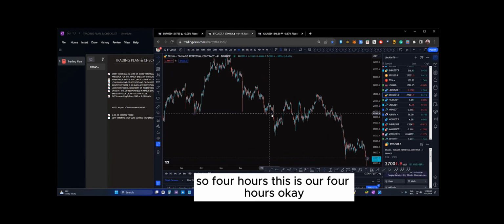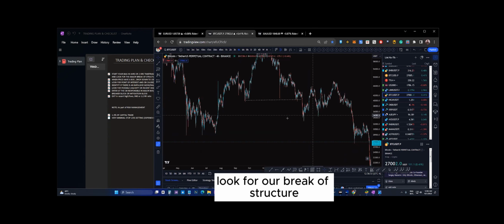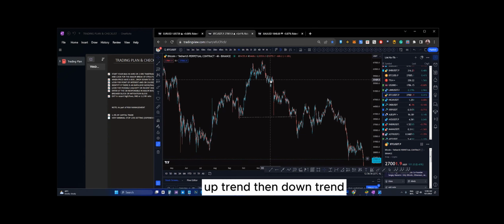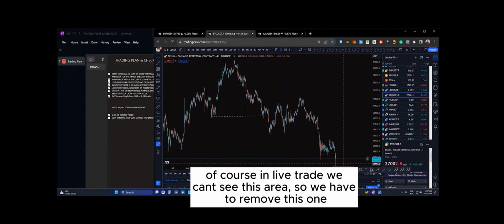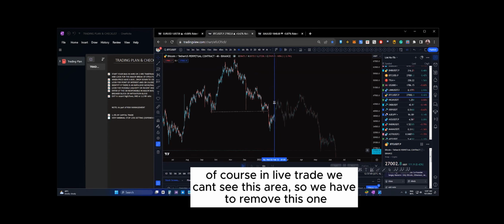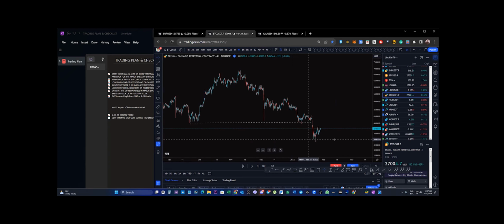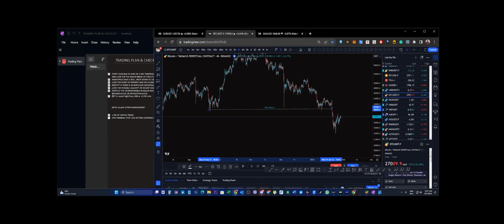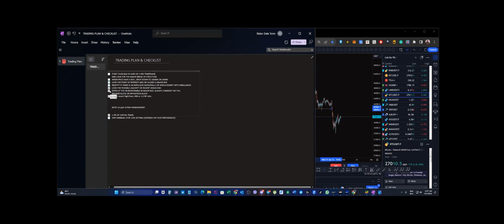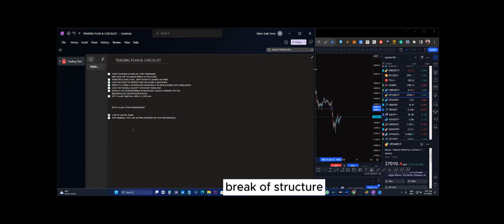So 4 hours. This is our 4 hours. Okay. Hanap tayo ng breakup structure. So look for our breakup structure. Uptrend, naging downtrend. Pero syempre, hindi naman natin makikita to, guys, no? So we have to remove this one. Okay. So we have now a major breakup structure. So we have to uncheck. We have a change of character and major breakup structure.